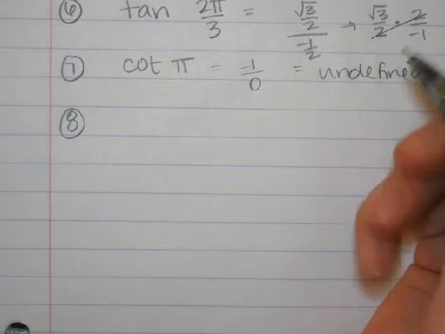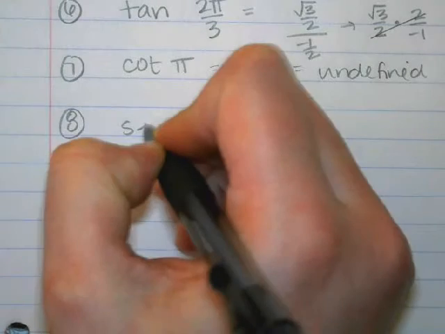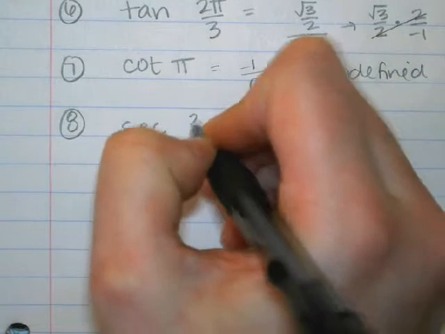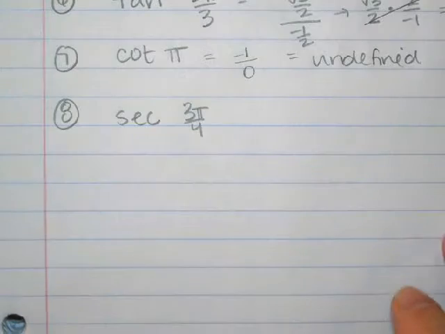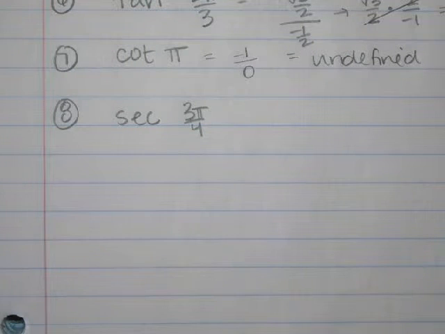All right, here's the next one. We're going to do secant of 3 pi fourths. This one is going to take a little bit of work. So you take your cos and you flip it. And then you gotta fix it. So flip it and then fix it.